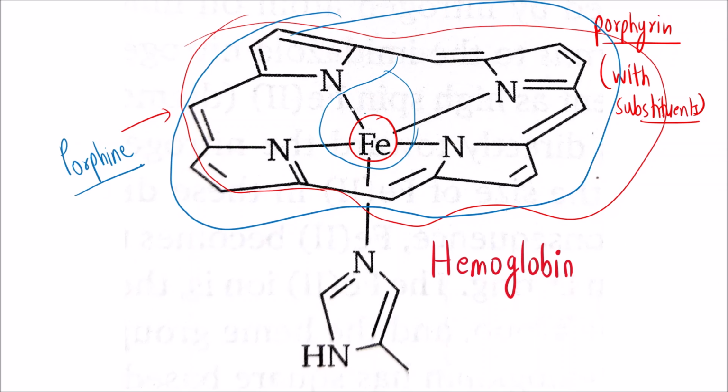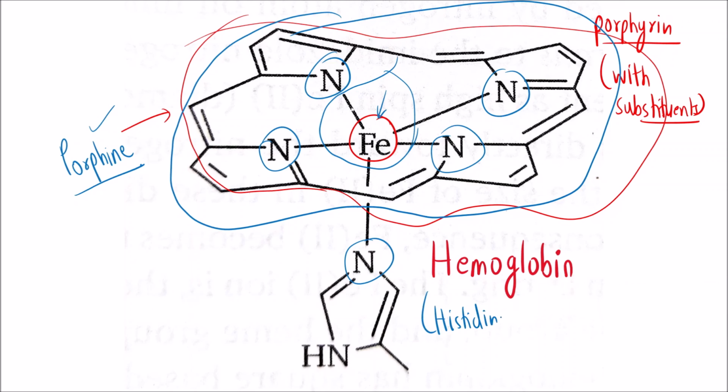So in hemoglobin also you can see there is only one metal atom, iron, that is attached to 4 nitrogens of the porphyrin system and 1 nitrogen of, this is what? This is histidine, a structure that is called histidine. So here also you can see there is a metal nitrogen bond, but we want metal carbon bond. So this is also not the correct answer.